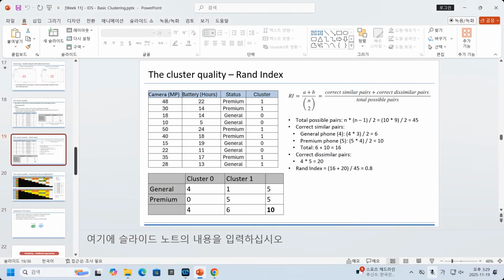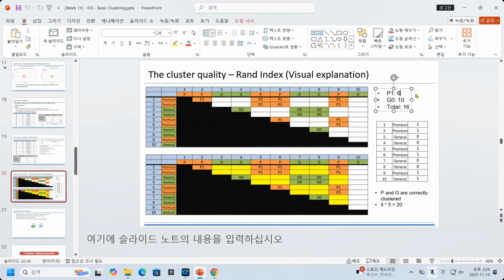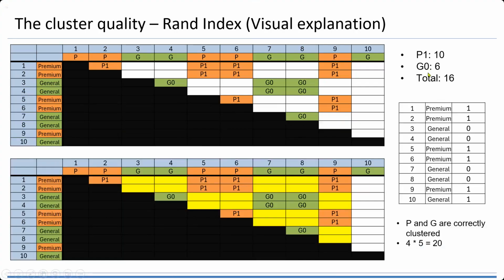P is 10, G is 6. Okay. P is 10, G is 6. I'm sorry, I put the wrong numbers. But at the end, the total is 16. It means we have 16 of the data that are correct and in a similar state.